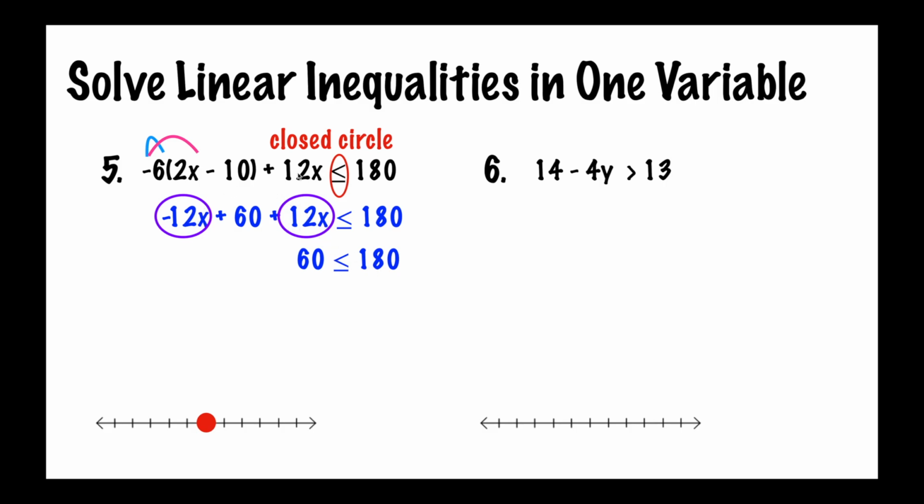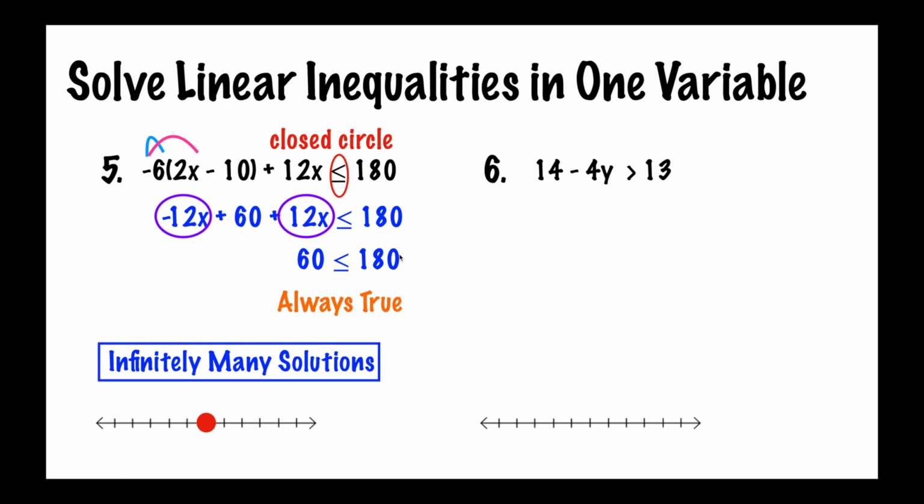Once again, we lost our variables. That tells us it's a special case. Either all real solutions or infinitely many solutions, or we could say no solution. From here, this is a true statement. 60 is less than or equal to 180. So we're going to get infinitely many solutions, which means that for the graph, we don't need that circle. And when we graph it, we graph the whole entire thing.